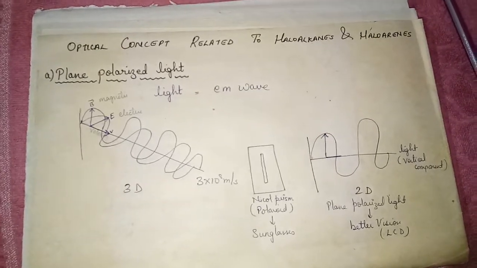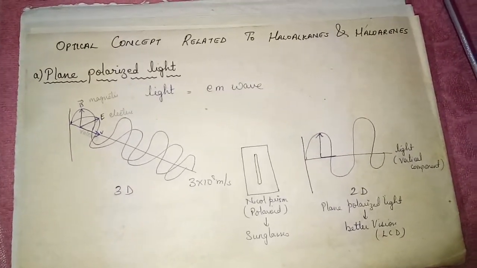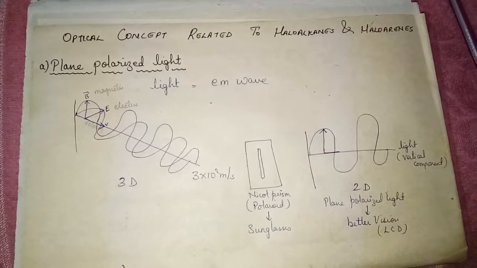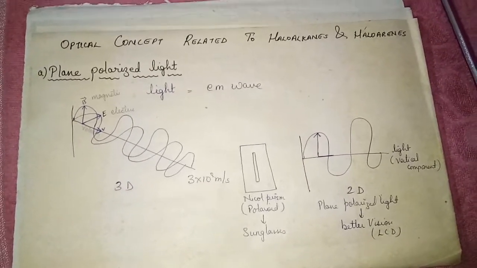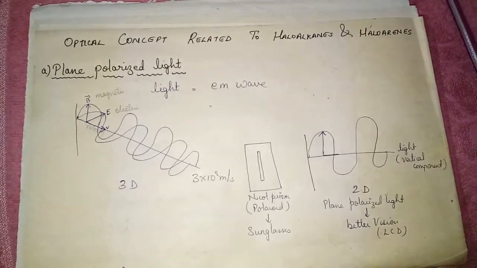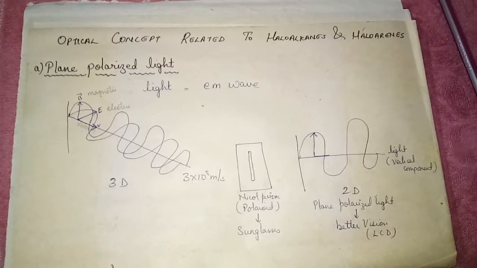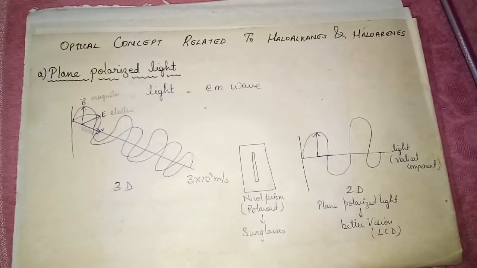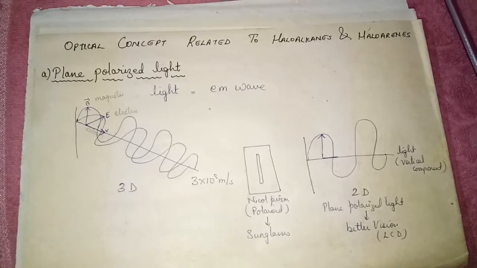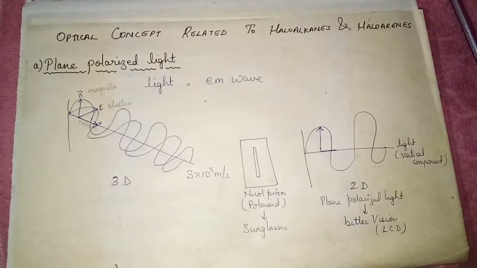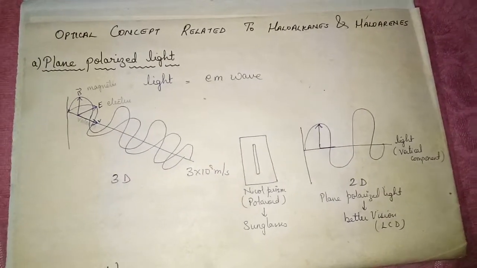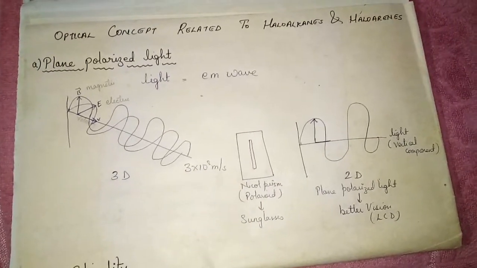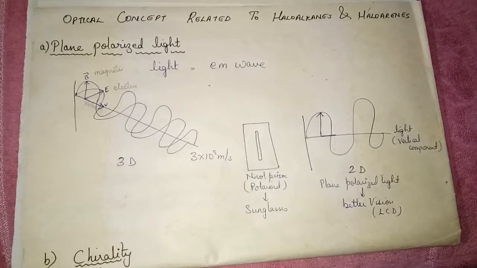Hello children. Today in this YouTube video we are going to study a few optical concepts related to haloalkanes and haloarenes. In order to understand this concept, first of all you have to go through the video which explains nucleophilic substitution reactions, that is your SN1 and SN2 reactions. There you have studied inversion and retention. They were all optical activities related to haloalkanes and haloarenes.